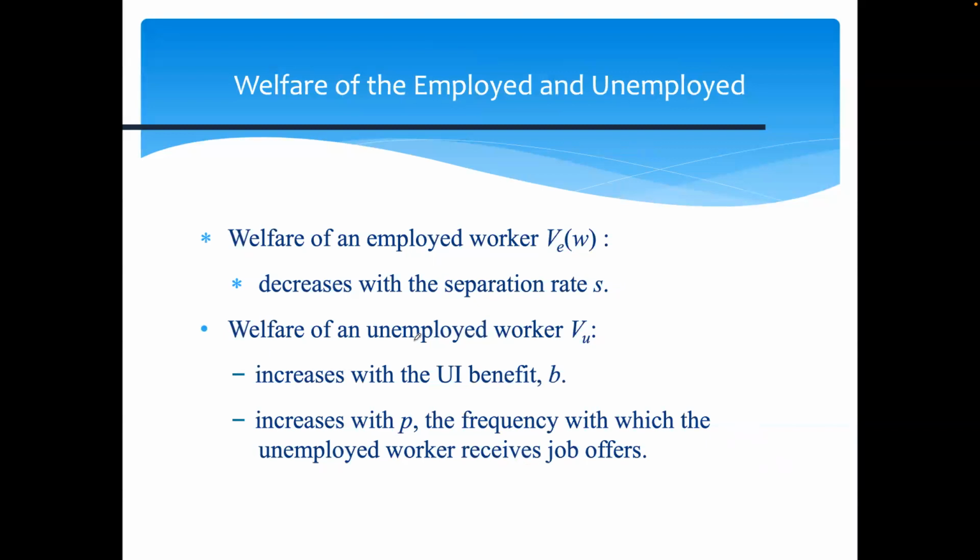Now let's look at each type of worker's problem. Start with employed. If I have a job, what's going to characterize me? I'm going to use V of E to characterize your welfare, or your level of happiness, right? So E stands for employed, W is the wage.